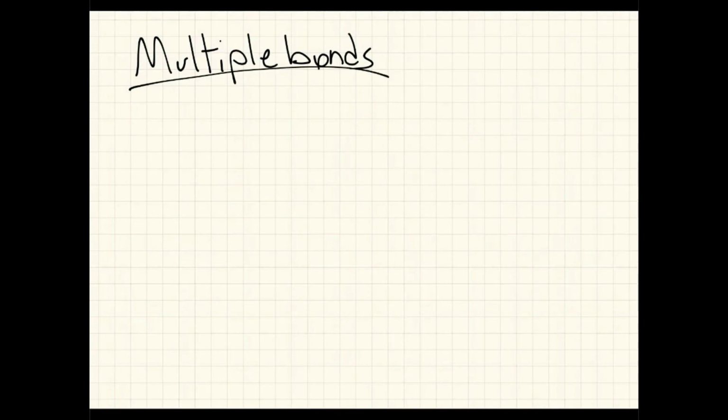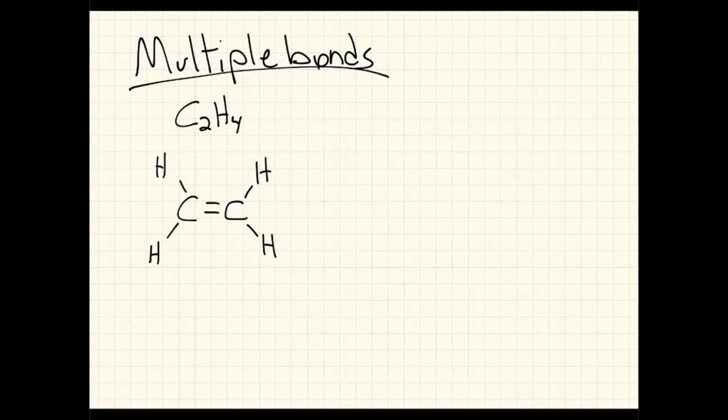Now, what about multiple bonds? This is a scenario we haven't treated explicitly quite yet in this class. Multiple bonds. Let's think of cases like C2H4 or ethene, the ethene molecule. What does the Lewis structure look like for this molecule? Well, we can propose one that would look like so. And this is indeed the correct Lewis structure for ethene, C2H4.